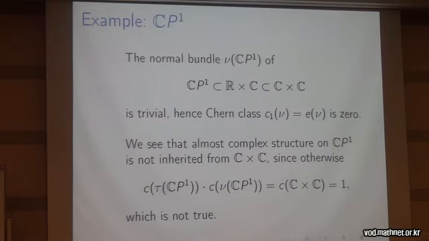We can see it very simply using characteristic classes, since the Chern class of the normal bundle should be trivial, the Chern class of affine space is trivial, and if such an embedding exists, we should have the Chern class of tau CP^1 be trivial, but that's not true, since the Chern class c_1 of CP^1 is equal to the Euler class and is equal to 2.